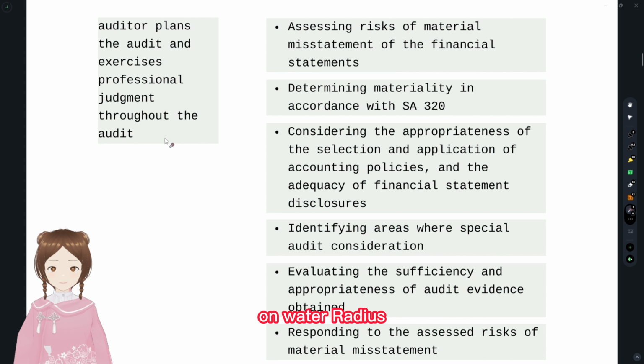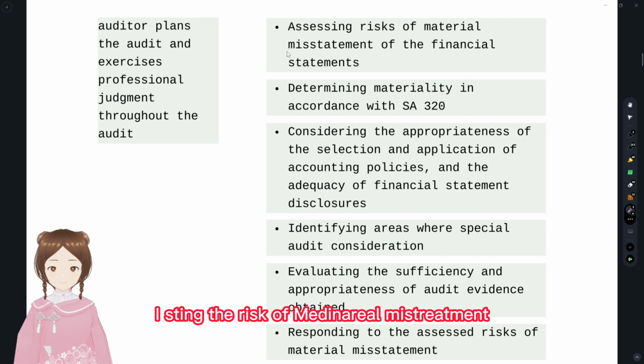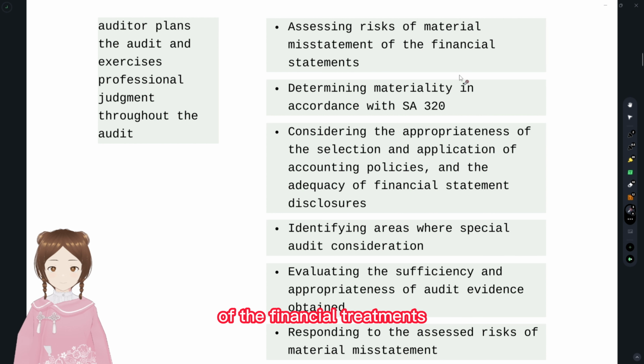In what areas does he apply professional judgment, and how does he plan? First thing, assessing the risk of material misstatement of the financial statements. What's the objective of SA 315? It is to assess the risk of material misstatement. Where is that risk of material misstatement contained? The misstatement is contained in the financial statements. Okay. And the second thing is why the auditor went to an entity to audit the financial statements, right?